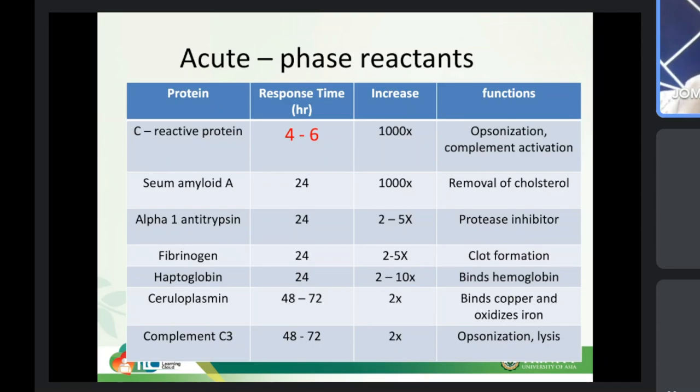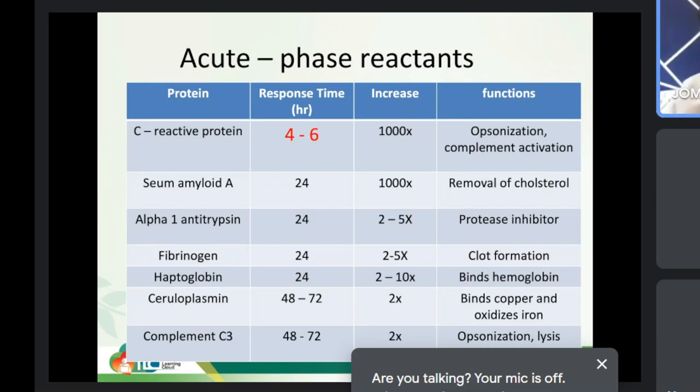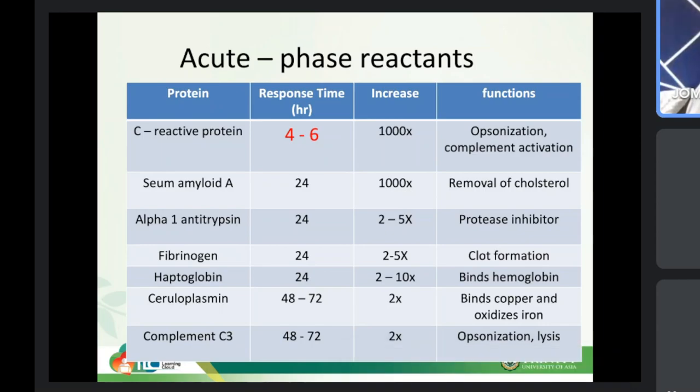Not only that, your acute phase reactants can also serve as opsonins. Remember when we talked about the history of immunology, when they discovered phagocytosis, together with that they also discovered some soluble compounds, acute phase reactants in that sense, that coat your antigen or coat the pathogen present in the body, increasing the efficiency of your phagocytosis. So these are the different acute phase reactants.